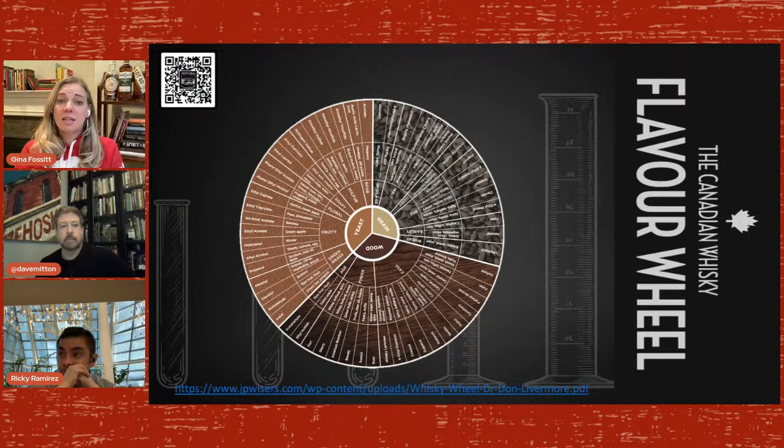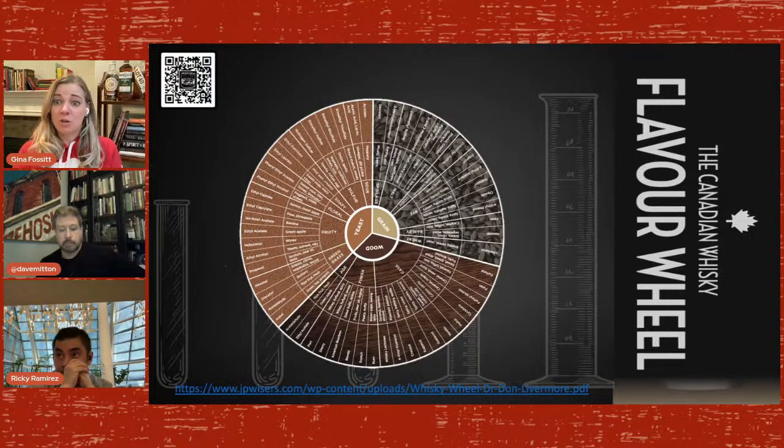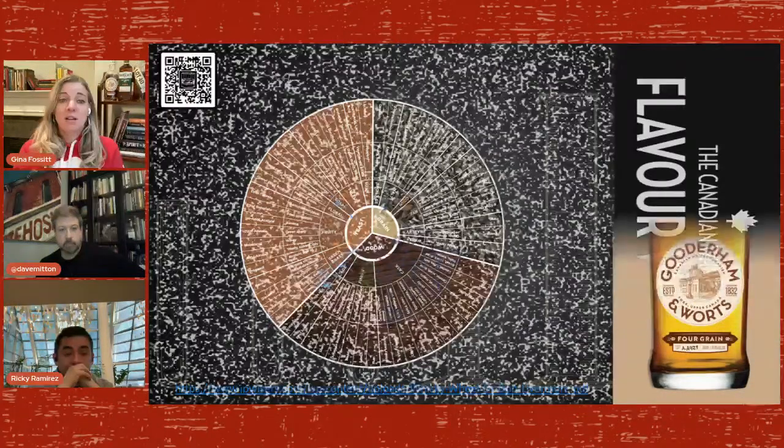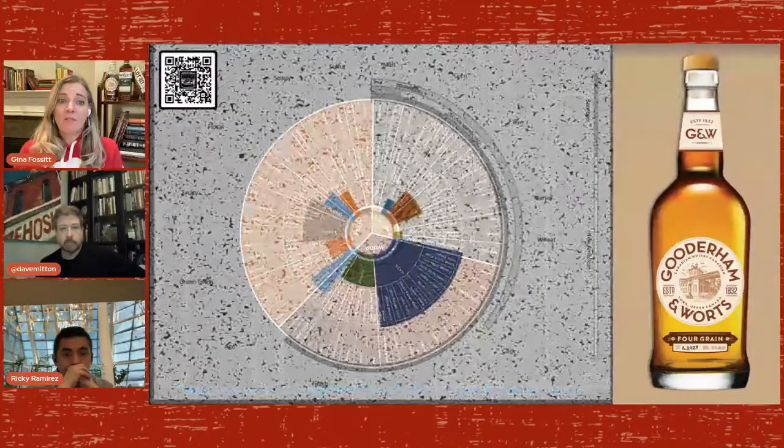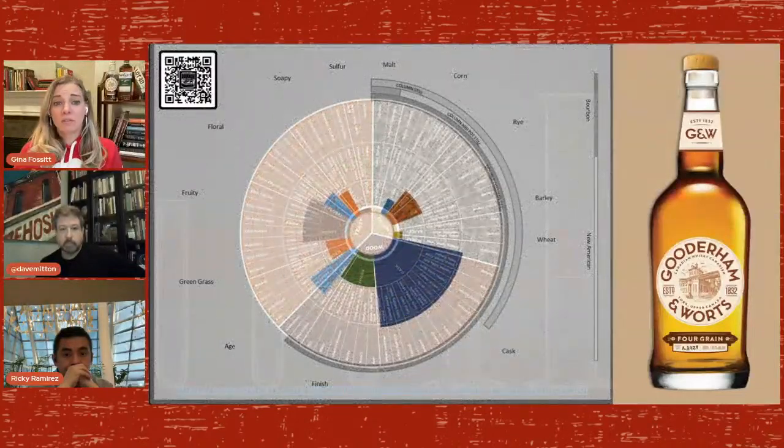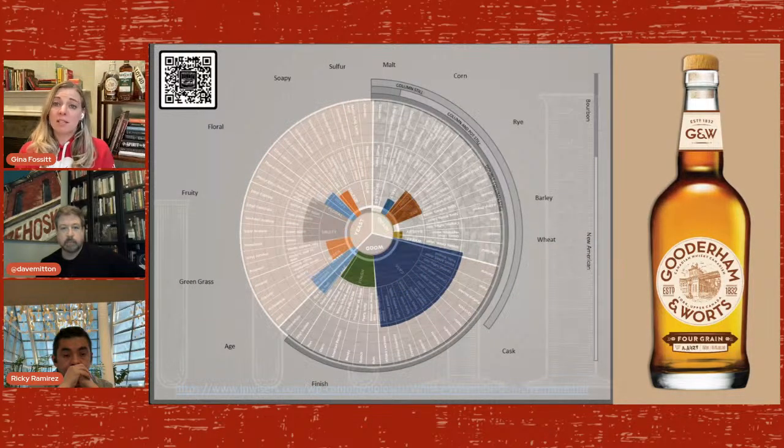So this is the Canadian whiskey flavor wheel. Now, if we use all that lab equipment that he's going to tell us about tomorrow and measure the molecular compounds in Gooderham and Worts, this is how that bar graph lays over the flavor wheel. So now you can really see how these flavors are really coming to life.